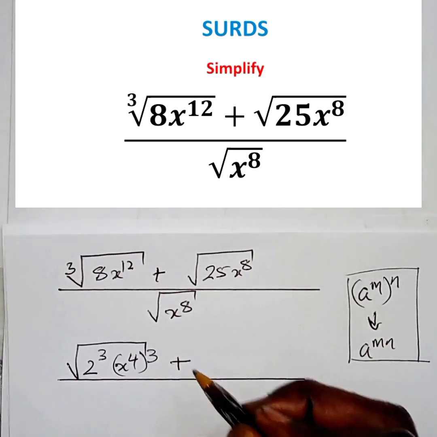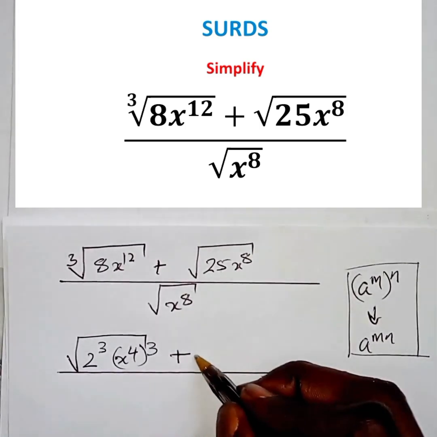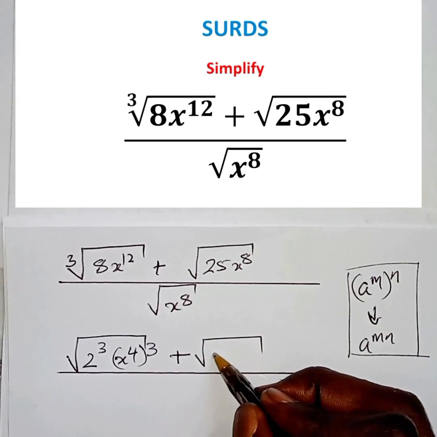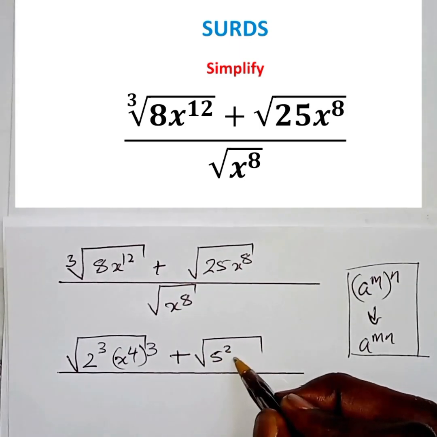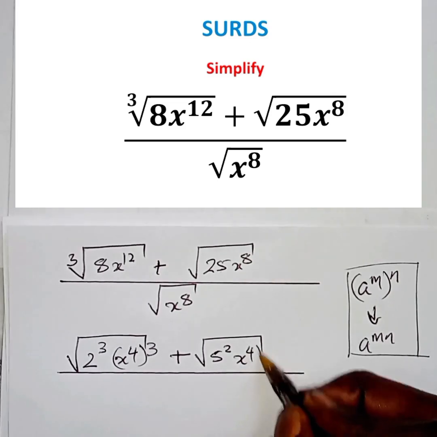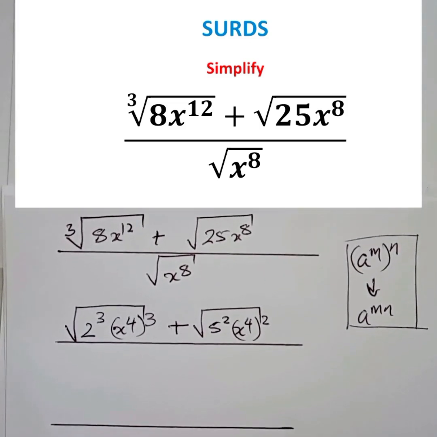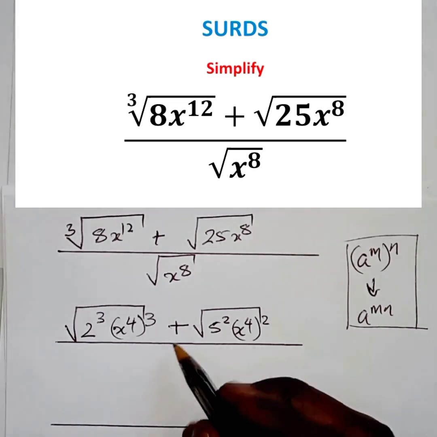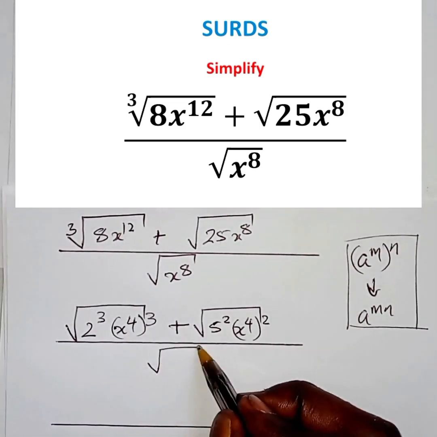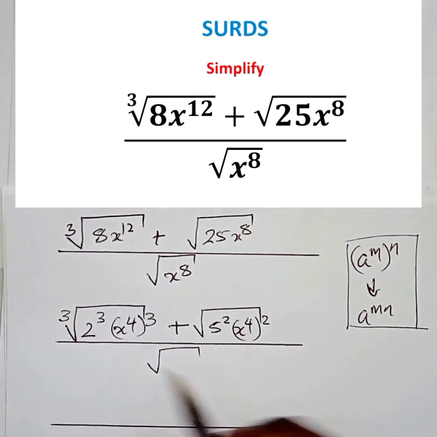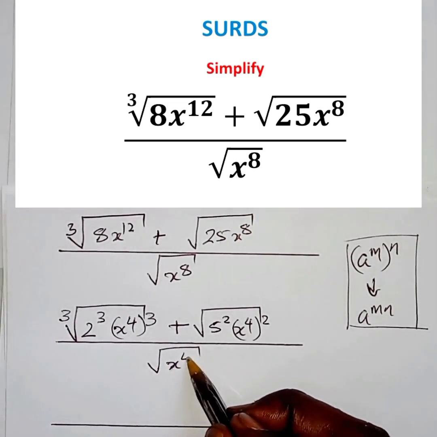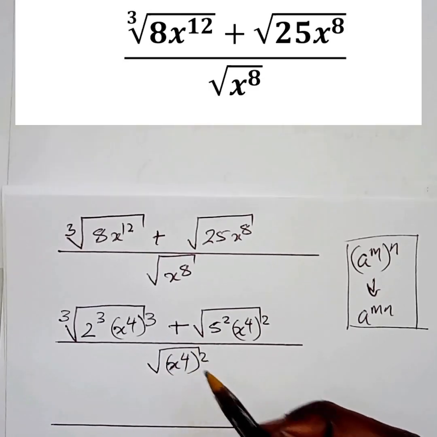We move on to the next term. We are going to break 25. That will give us 5 squared, and x to the power 4 to the power of 2. We are using this law again. Now, on the denominator, we're just going to use that law as well. We are going to have the root. By the way, there's a cube root on that. The root of x to the power 4 squared.